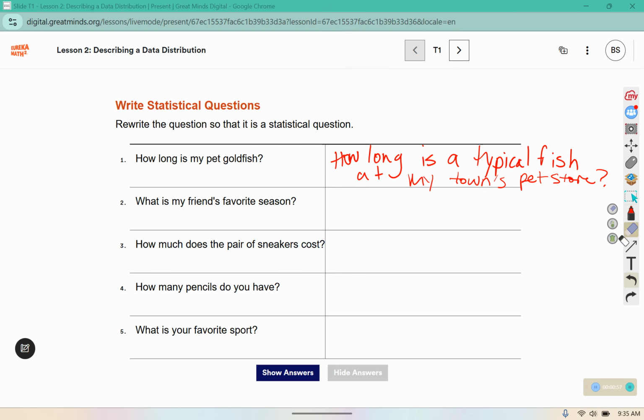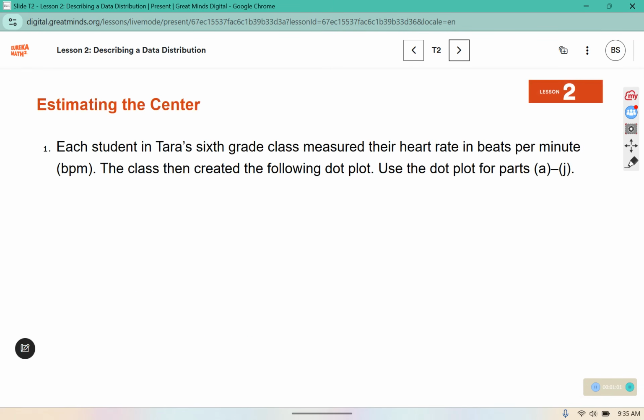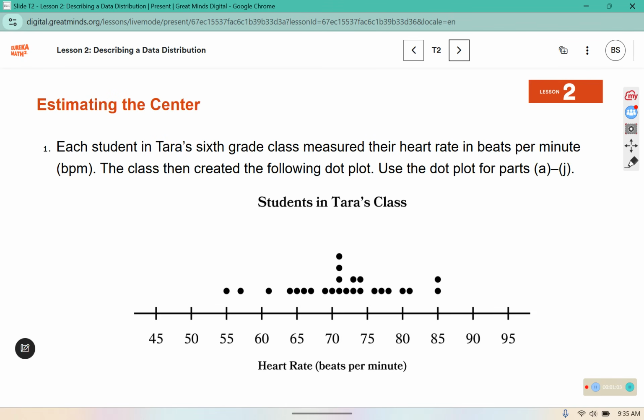Finish rewriting the remaining questions for your warm-up. Number 1. Each student in Tara's 6th grade class measured their heart rate in beats per minute, also known as BPM. The class then created the following dot plot. Use the dot plot for parts A through J.